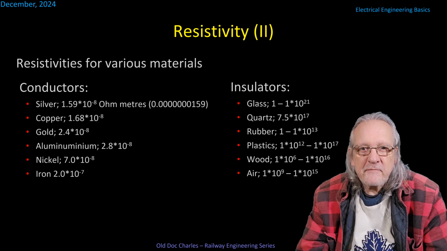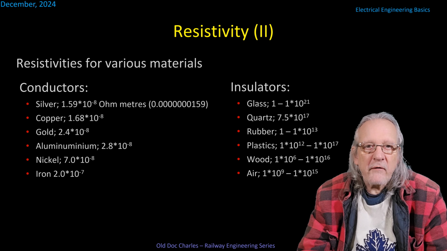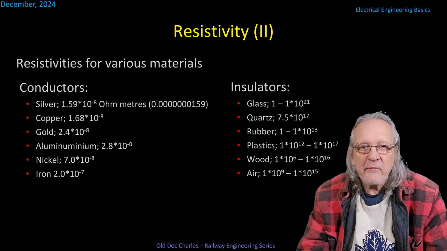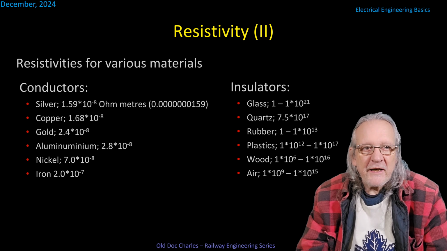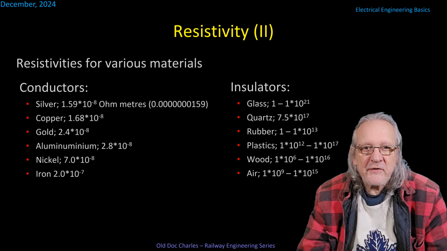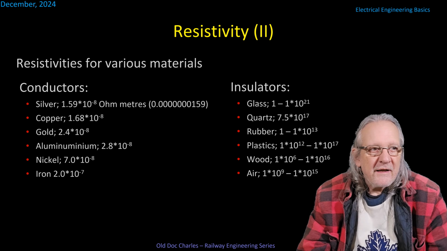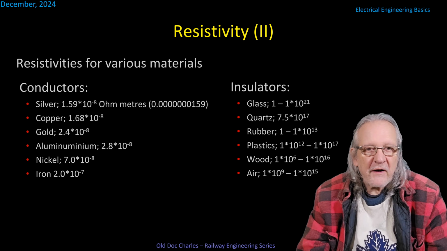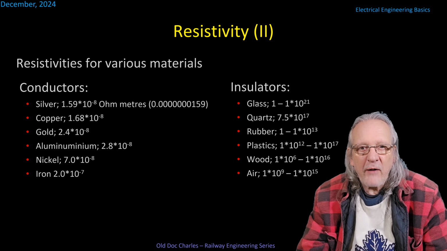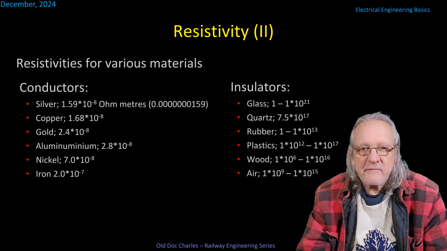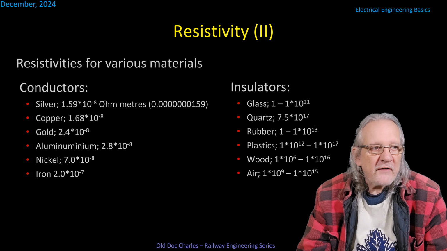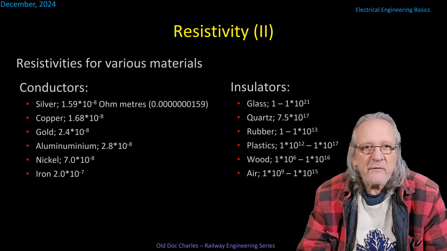And then for insulators, they've got a wide variety of resistivities depending on the actual material. For example, glass has a resistivity of between 1 and 1 times 10 to the 21. So it's between 8 and 30 orders of magnitude greater than silver. And then you've got quartz, which is fairly constant. And then depending on the type of rubber, again, a wide variety in resistivity. And the same with plastics. Now wood also has quite a wide range of resistivity.